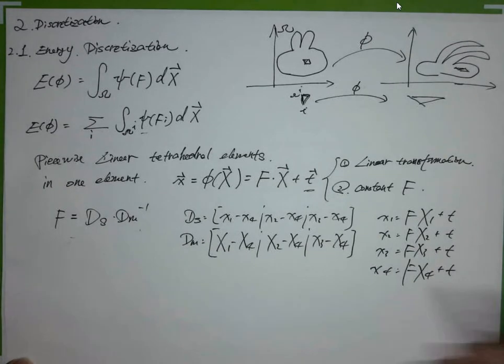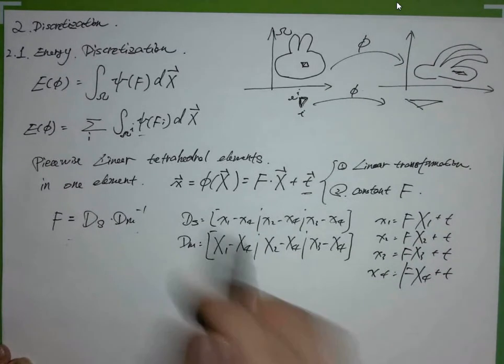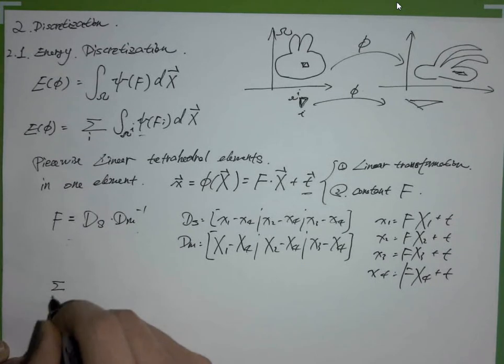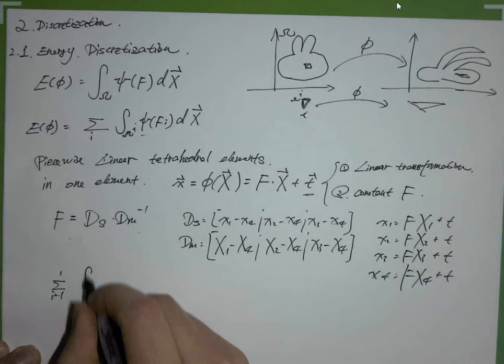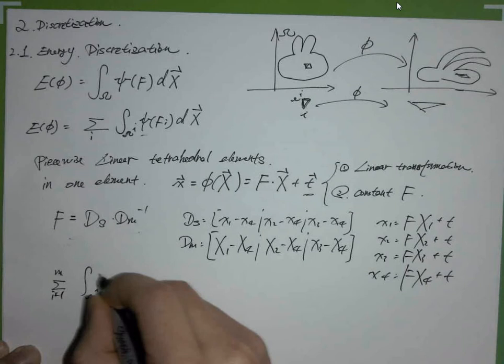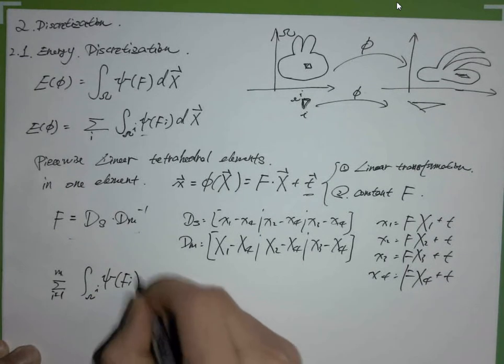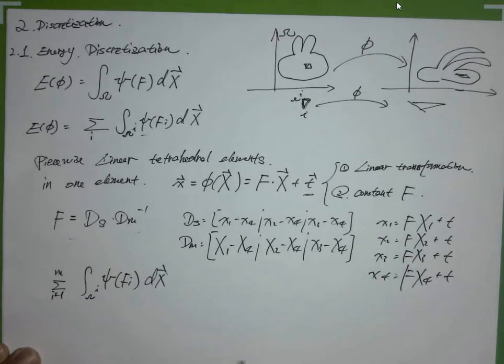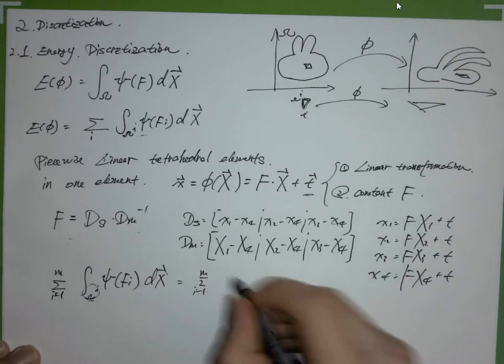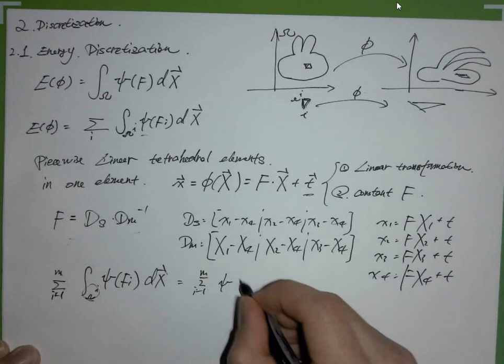Okay, so after we have done this, the energy can be further simplified. So now the energy is something like this: the sum over i equals 1 to m of the integral over omega i of psi of F i dx. And then we know that F i is constant inside this domain omega i, so we can just take it out of the integral. It's psi of F i.